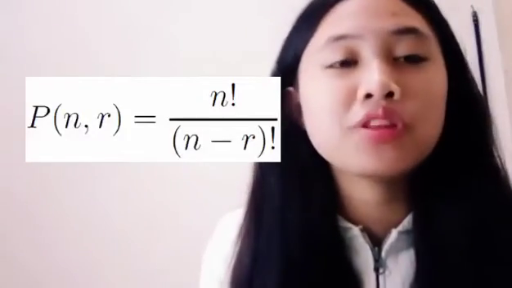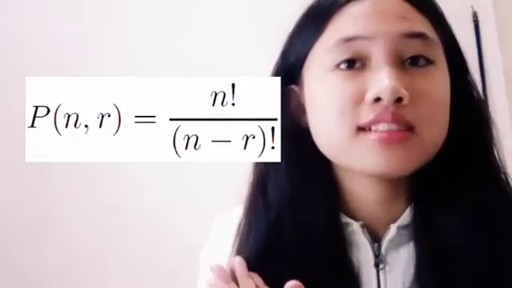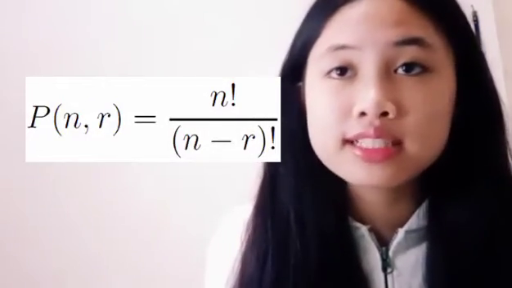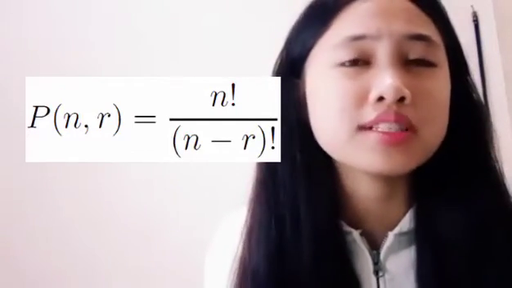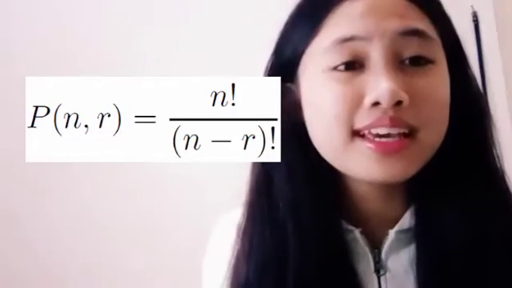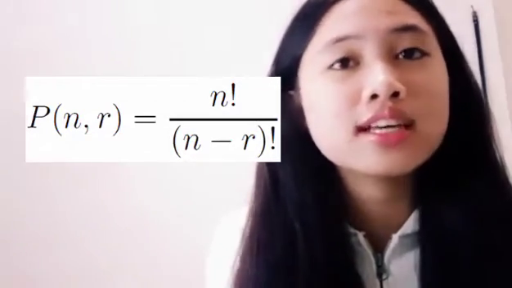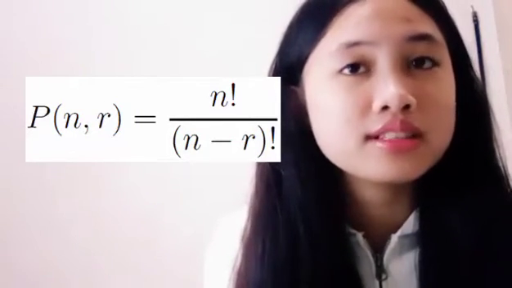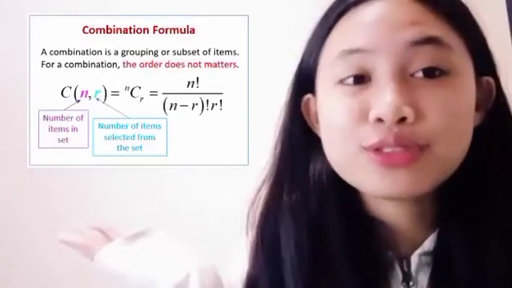So this is the formula of permutation, in which P symbolizes the number of permutations, N is the total number of objects in the set, and R is the number of objects chosen from the set. So P(n, r) is equivalent to n factorial divided by (n minus r) factorial. So this is the combination formula.